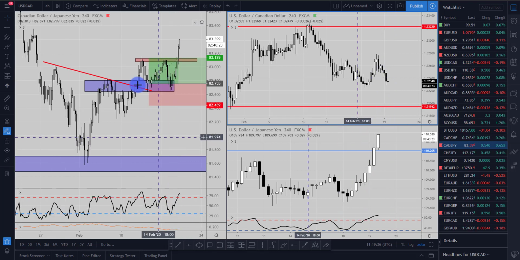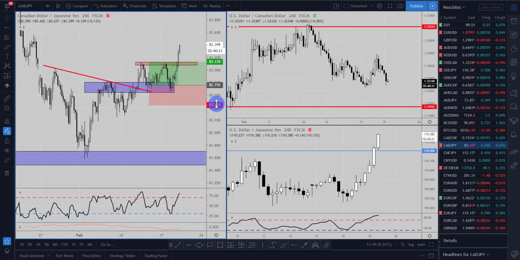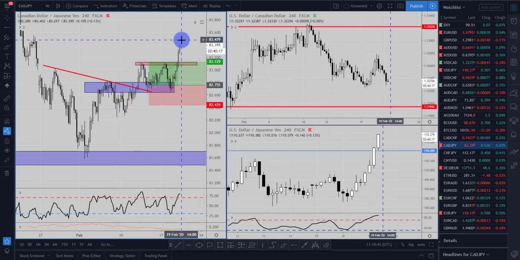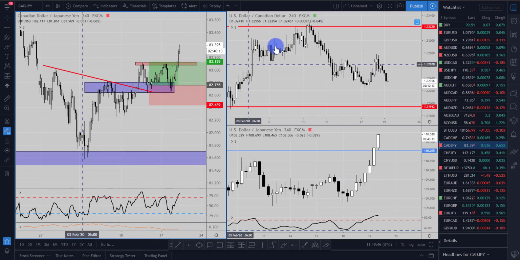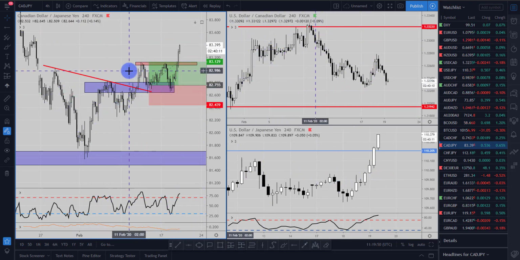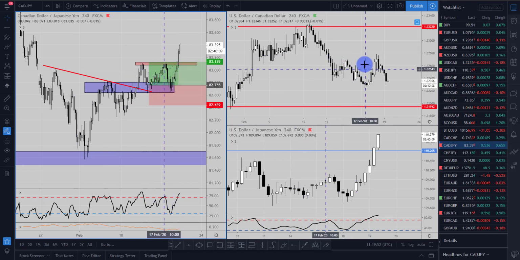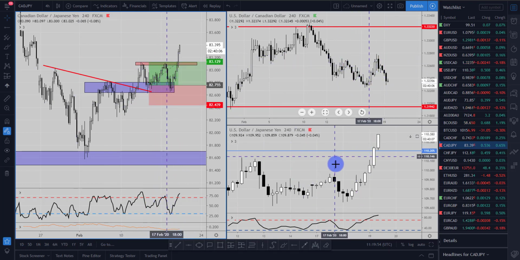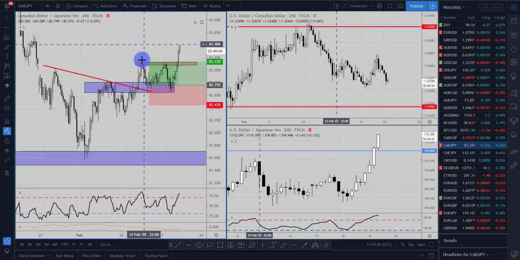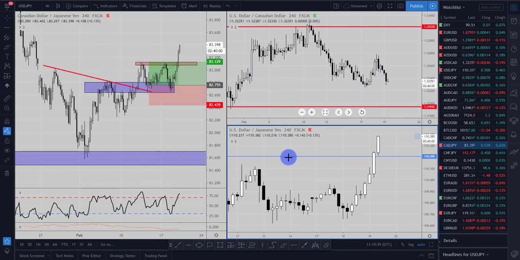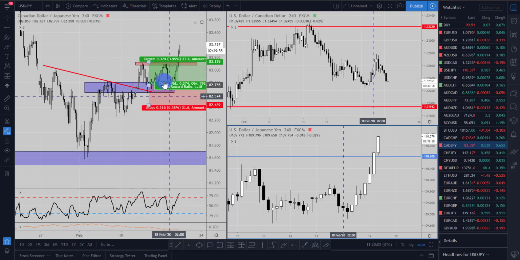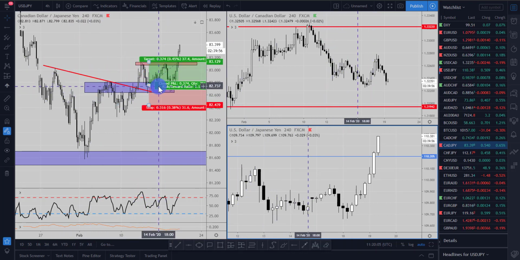In this video we're going to go over CAD yen. We're going to see where this market could potentially go as price continues to break higher. As you can see on the screen, we've got CAD yen on the left hand side, dollar CAD on the top, and dollar yen on the bottom. I've done that because these two major currency pairs are making up the move here on CAD yen.